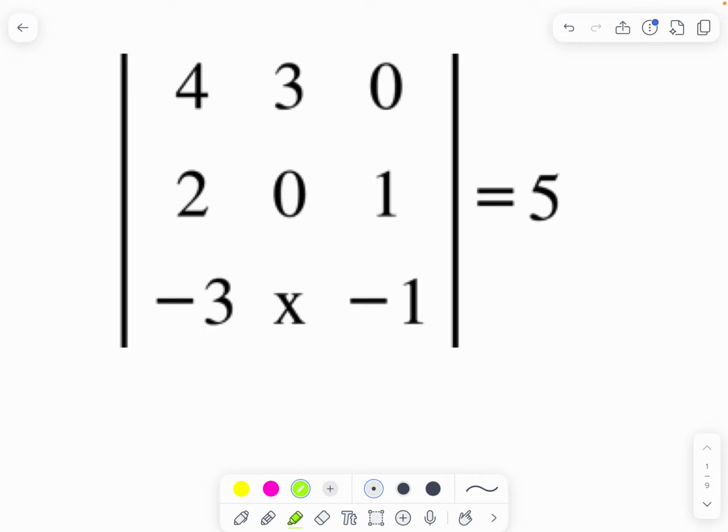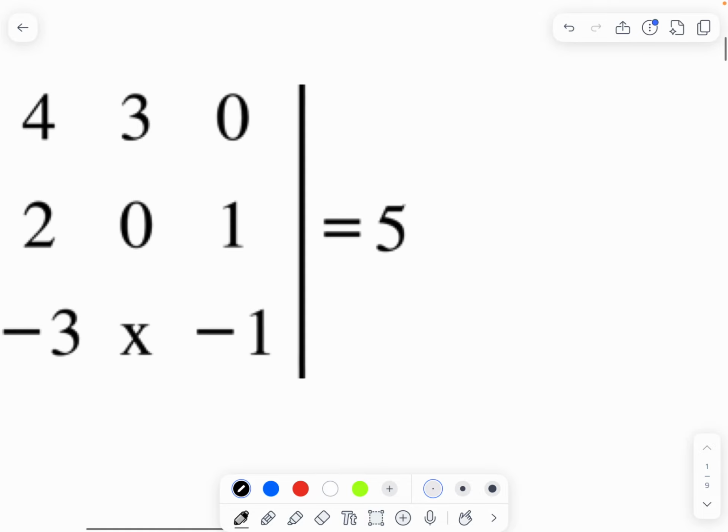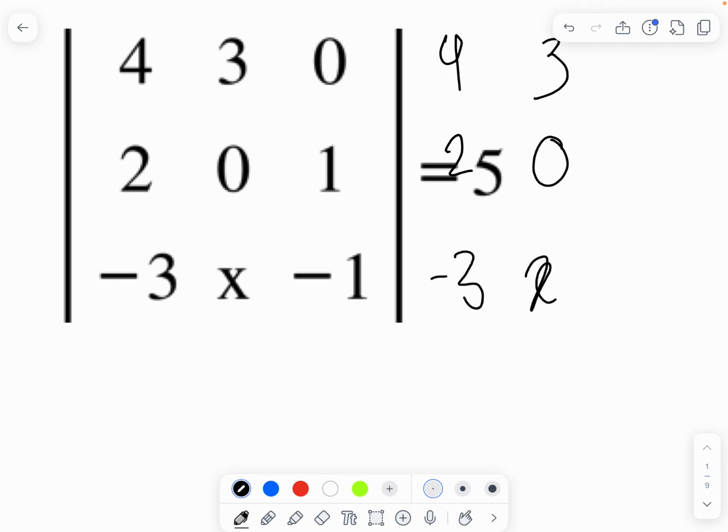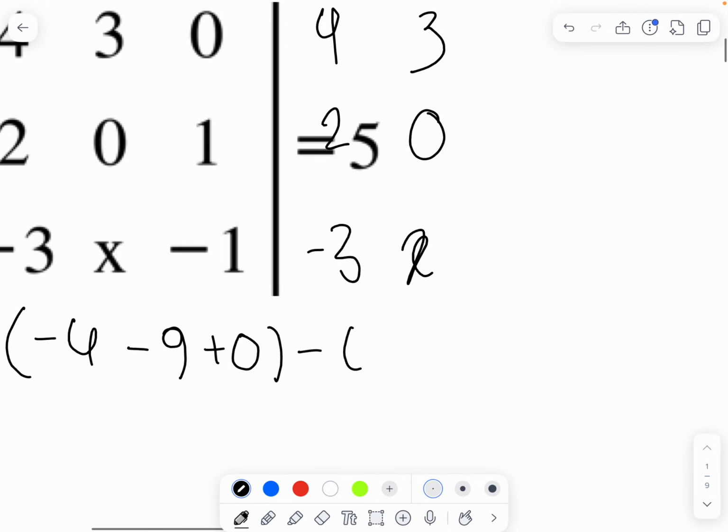Time for this question. Okay, so let's put these numbers down. And now let's start. So 4 times 0 times negative 1 is negative 4. 3 times 1 times negative 3 is negative 9. And then 0 minus 0, because 0 times 0 times negative 3. And then 4 times 1 times x.